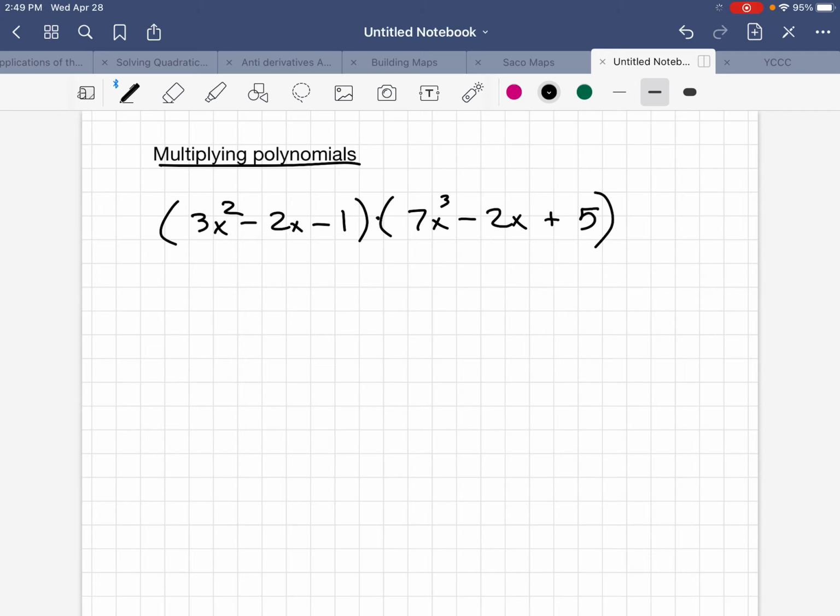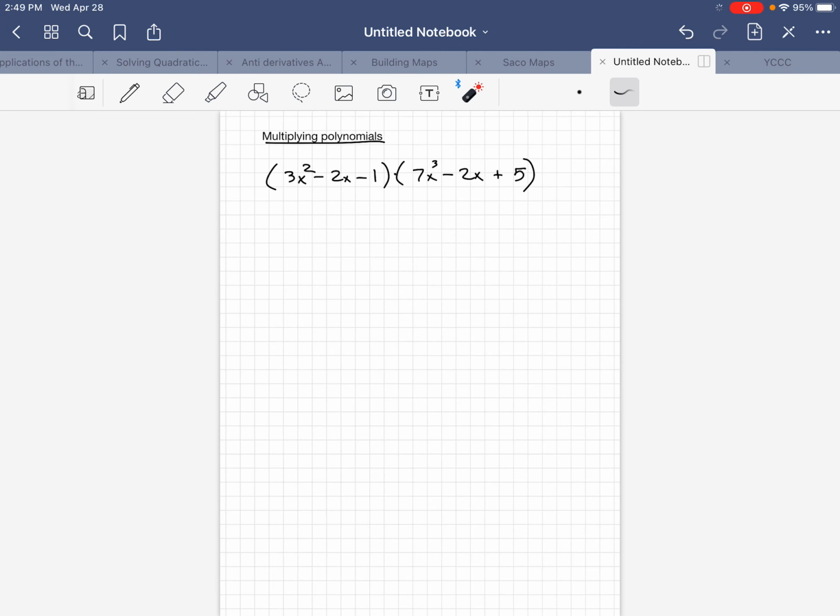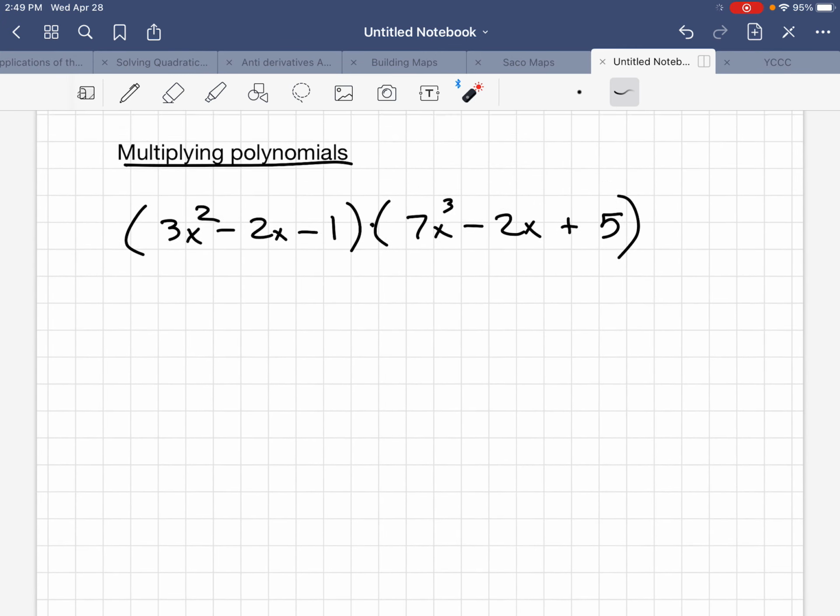This is a lesson on multiplying polynomials. So here we have a trinomial, degree 2, times a trinomial, degree 3. One thing to keep in mind is that if we're multiplying polynomials, the number of terms in the first times the number of terms in the second will tell us how many multiplications we need to do. So if you have 3 terms here and 3 terms here, we're going to have 9 multiplications to do, which is why you can see that there's only one problem on this page.